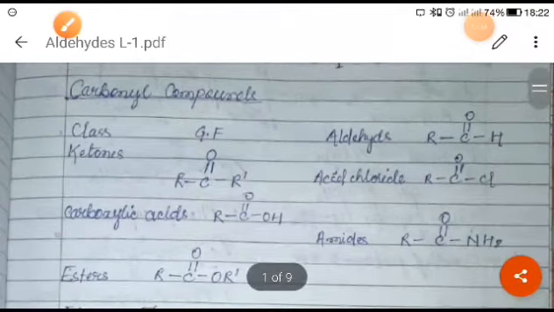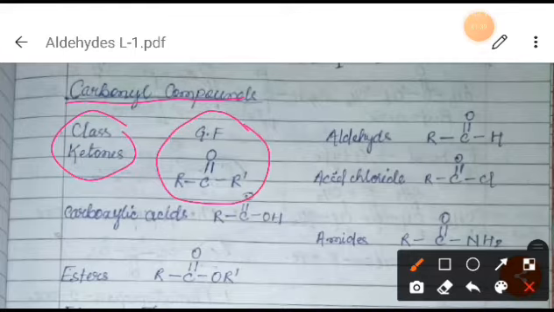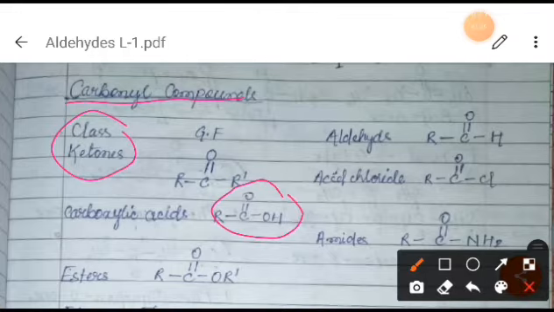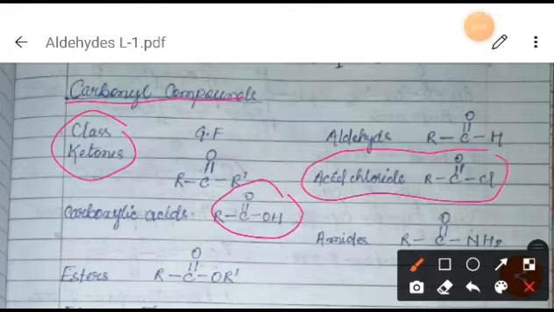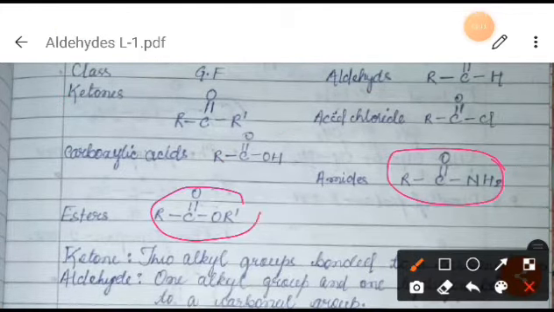So the first class is the carbonyl compounds. The first class you can see is ketone, whose general formula is this. Another class is aldehyde, whose general formula is this. Then the carboxylic acid, whose general formula you can see here. The general formula of acid chloride is here, amide is here, and ethers are there, right?